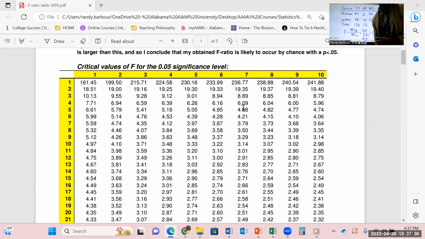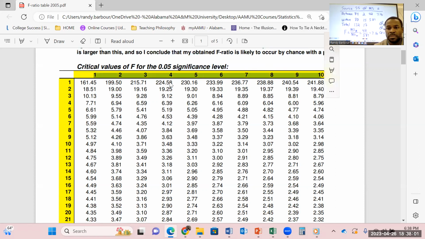We don't have to worry about a tail. One or two tail test, it's always going to be a one tail test. And we have 2 degrees of freedom, right? We have 2 and we have 15. The between group degrees of freedom is going to be on the columns at the top row right here, right? So everything up here is, again, the between group degrees of freedom, okay? For the within group degrees of freedom, that's going to be on the rows here, okay?